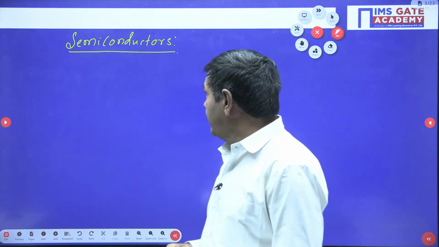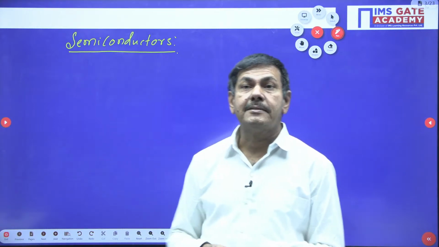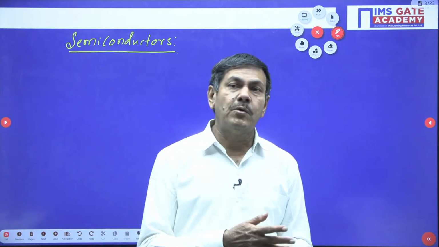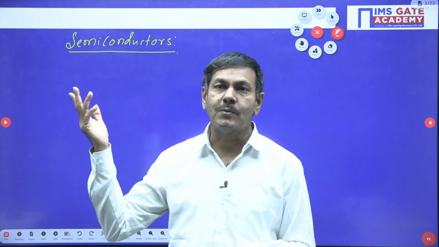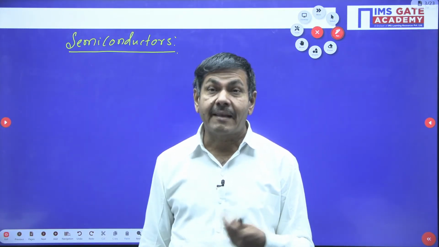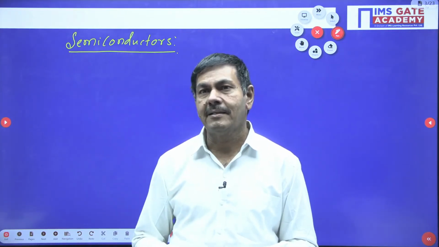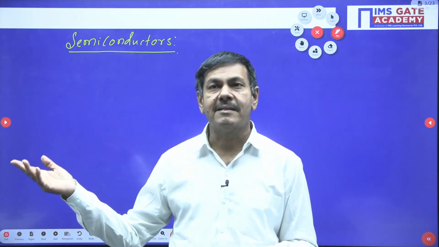But after the advent of the semiconductor, what happened? The vacuum diode was replaced by the PN junction diode or crystal diode. The triode was replaced by the transistor, BJT.